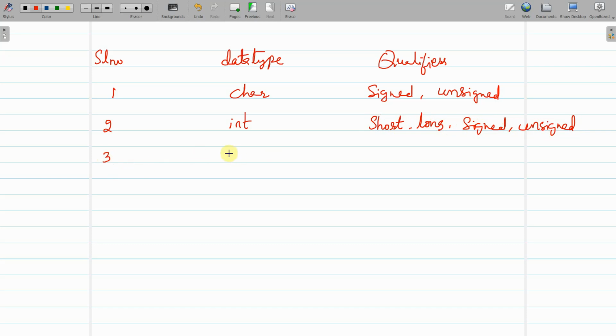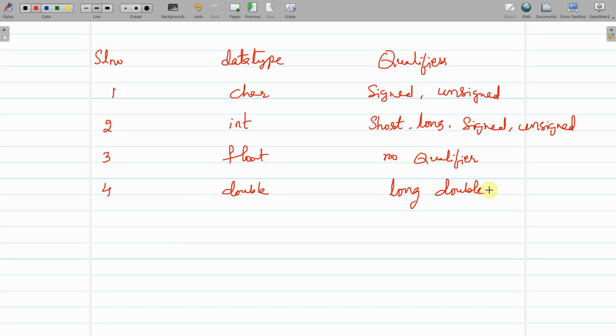The third one is the basic data type float, and in our explanation of sign qualifiers and size qualifiers we have not discussed float, so there is no qualifier for the float. That means float is not further divided. And the fourth one is double, which can be classified into one type, called long double. This is all about the size qualifiers and sign qualifiers.